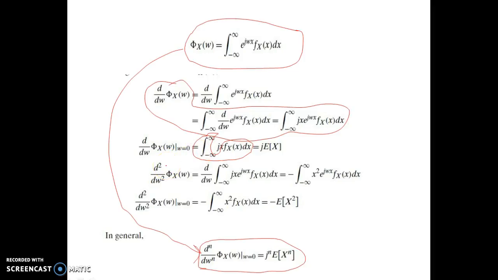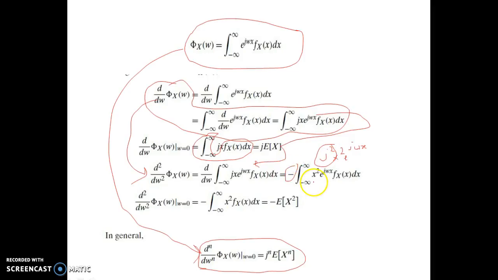If we carry out a differentiation for the second time, that is, if we differentiate the function we obtained after differentiating once, we will simply obtain j square x e to the power j omega x. That is, we will obtain j square x square e to the power j omega x if we differentiate the first derivative to obtain the second derivative. And we know that j square is given by -1.